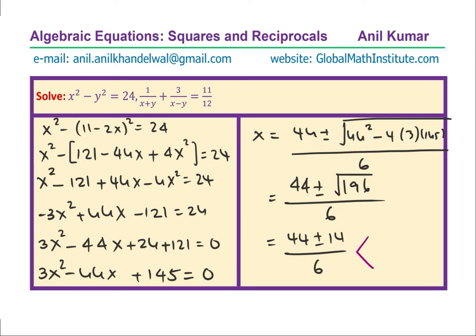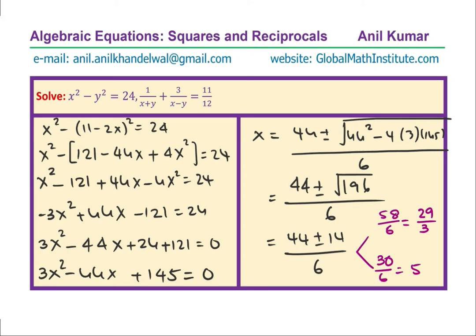So when you add 44 plus 14, you get 58/6, which you could write as 29/3, or the decimal equivalent. The other value will be 44 minus 14. So that gives you 30/6, which is 5. So we get two values for x. So we can now write down the solution. x could be 29/3 or 5.